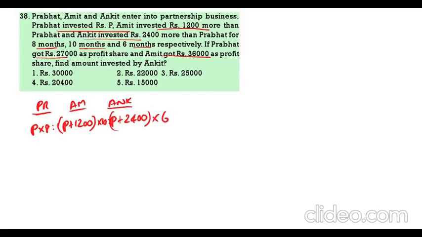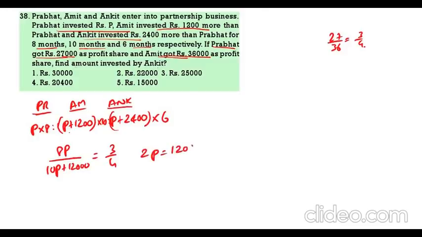Now what is given? Prabhat is 27, Amit is 36. 27 by 36 means 3 by 4. Prabhat 8p, Amit (p plus 1200) into 10, that is 10p plus 12,000, is equal to 3 by 4. Now 4 into 8, 32, 3 into 10, 30. That means 32 minus 30, 2p. 2p is equal to 12,000.